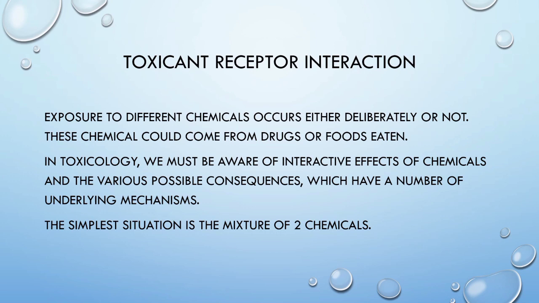Now in toxicology, you must be aware of this interaction between chemicals, because this interaction can help us mitigate the effect of a particular toxicant, or the interaction of two chemicals could actually increase the effect of a toxicant. So this has to be considered in toxicology. The simplest situation we can consider is a mixture of just two chemicals. There could be more than two chemicals interacting, three, four and so on, but the simplest to consider to understand the basics is two chemicals. So let's get into that.